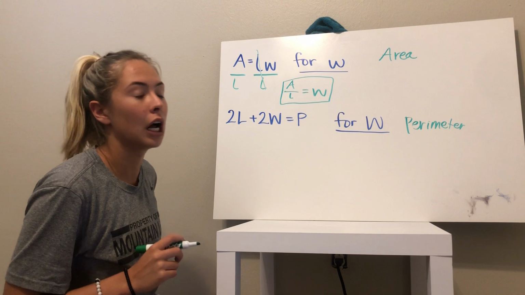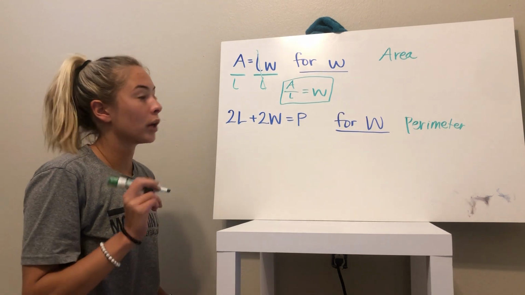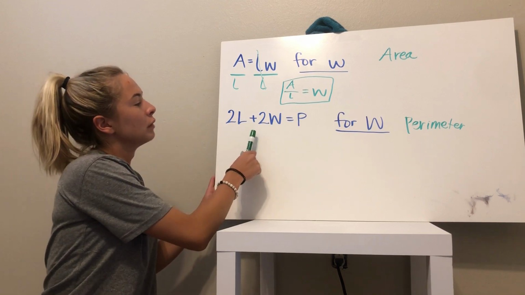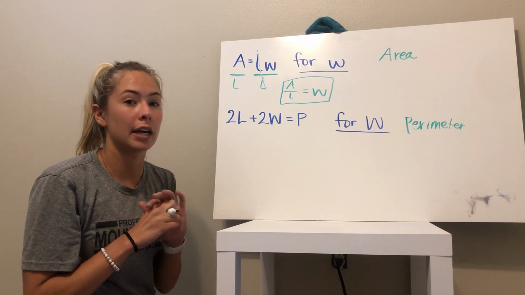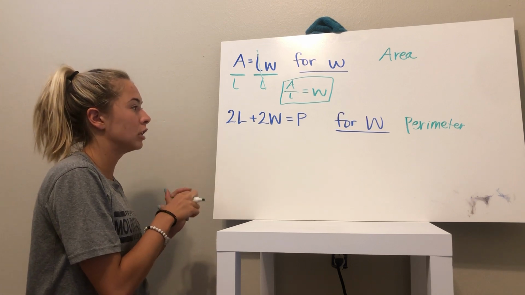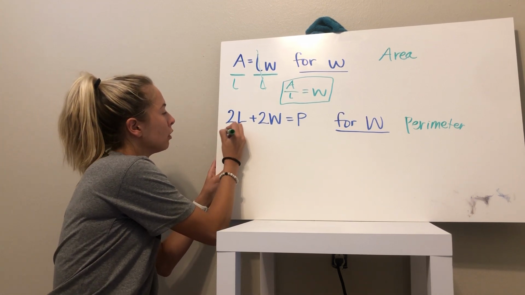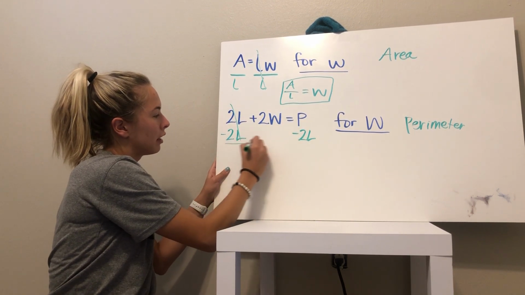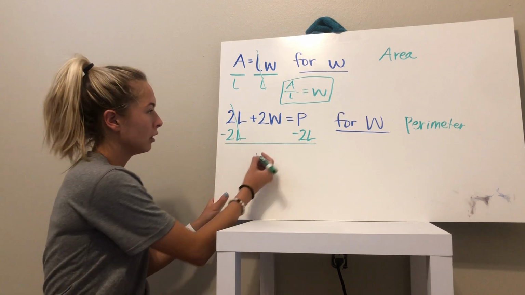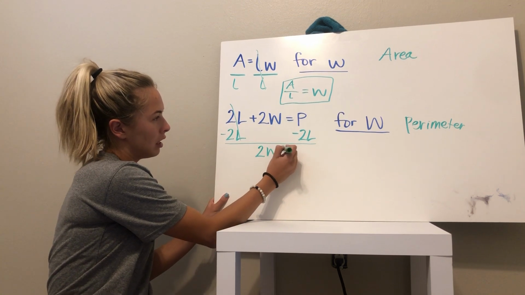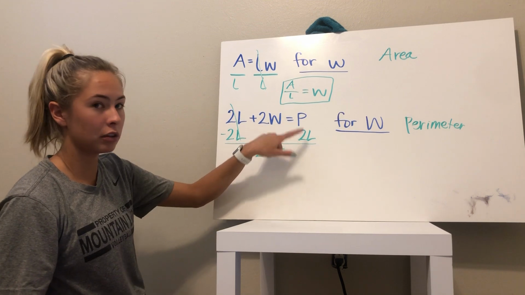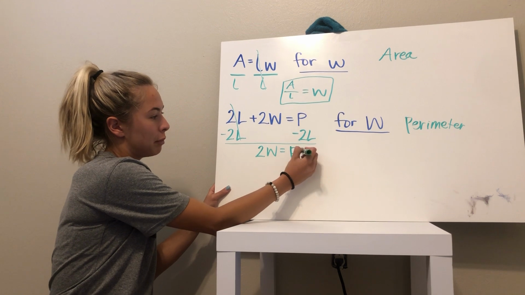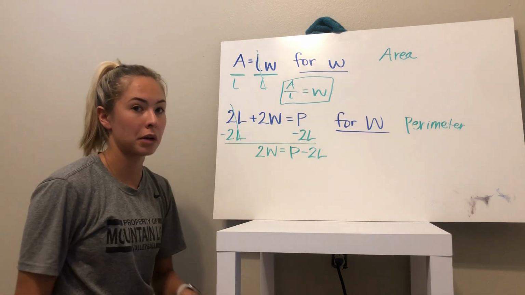Now if we look down here at this second equation, we're going to solve for W again. So we have a few more steps in this one. Right, we want W on one side alone. It's already on one side, but it's not alone. So we have a positive 2L. So we're going to subtract that to get rid of it on this side, right? So we're left with 2W equals, now we have a P variable and an L variable. They're not like terms, so they can't combine. So we are left with P minus 2L, okay?